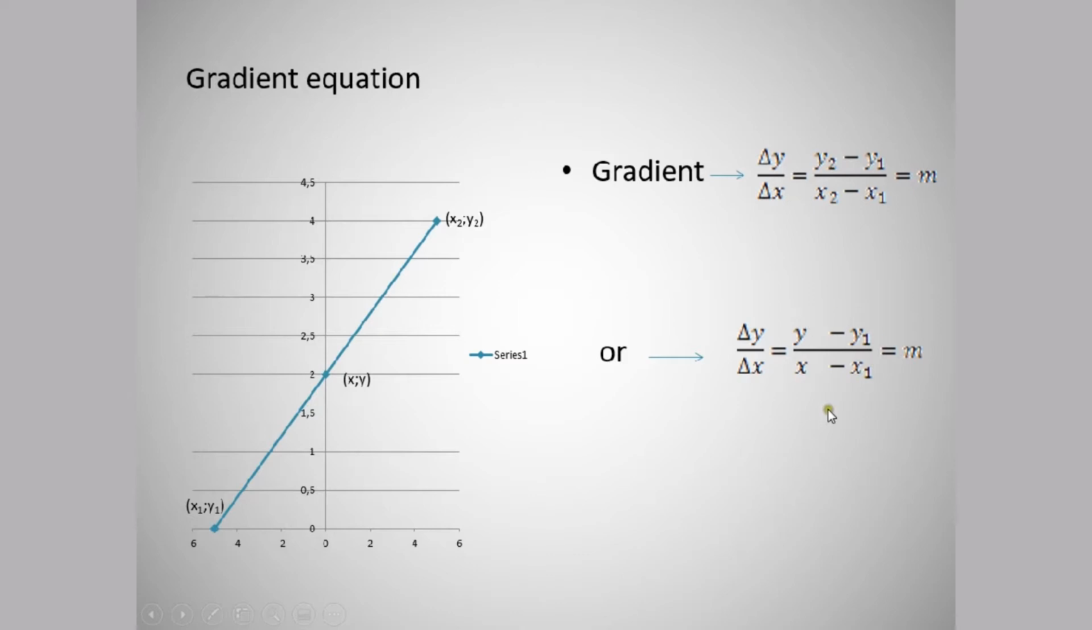Using the same graph, we can get the gradient by saying the value y minus y1 over x minus x1. So whichever pair of coordinates that you use on the straight line, they could be used to give you the gradient of that straight line.